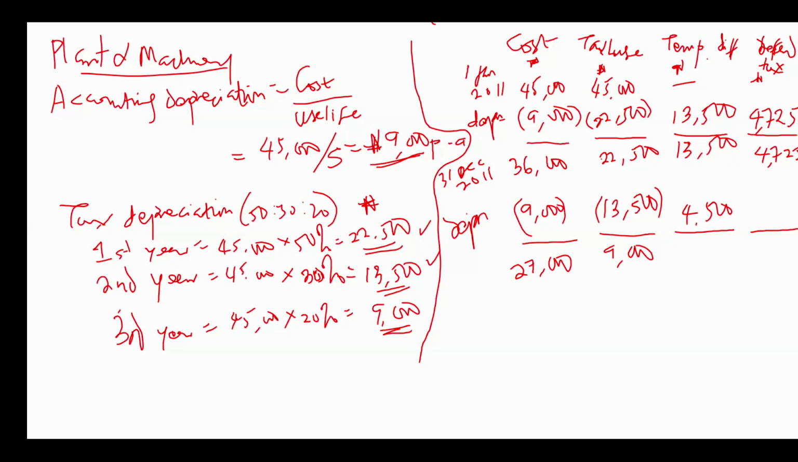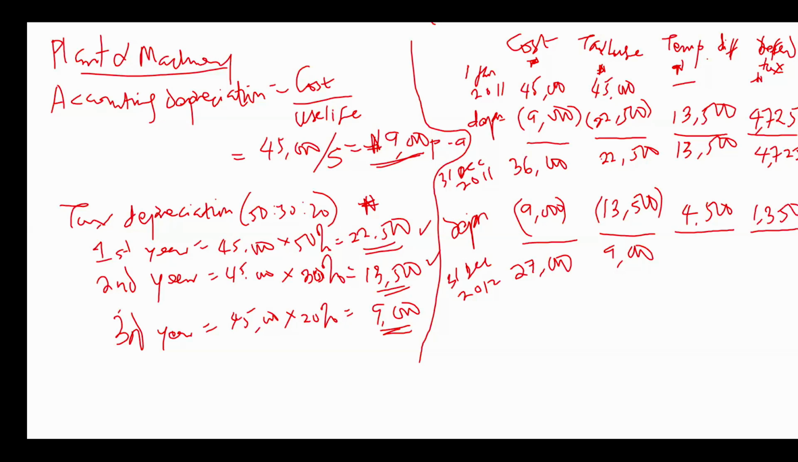Now, in this case as well, the carrying amount, this will be 31st December 2012. The carrying amount is 27,000. Tax base is 9,000, meaning that we are going to have a taxable temporary difference. And the taxable temporary difference is going to be, how much is that? 4.5. 0.3 times 4,500, 1,350.